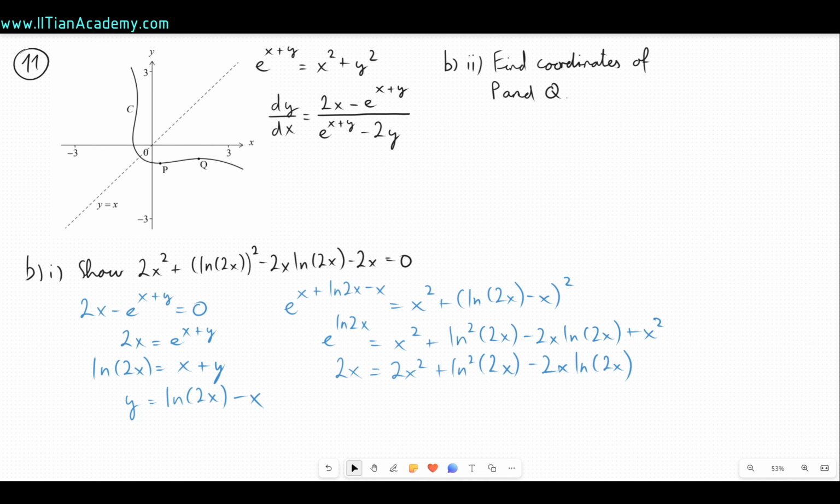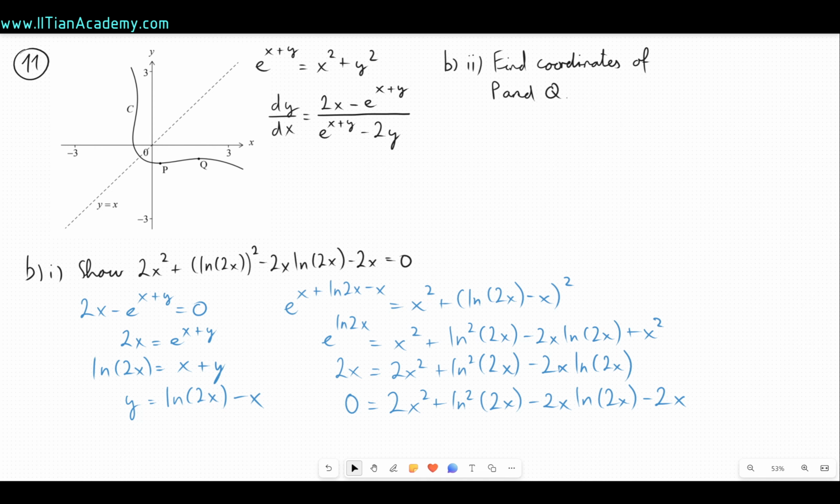And then we just need to subtract this 2x to the other side, and then we'll have the equation that we need. So we have 0 is equal to 2x squared plus ln squared 2x minus 2x ln 2x minus 2x. Alright, so that was part 1.